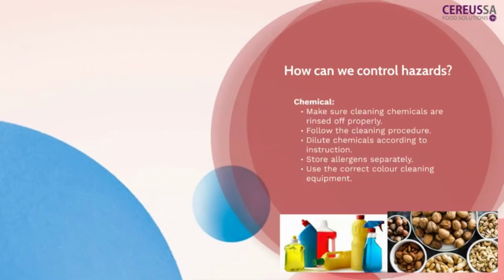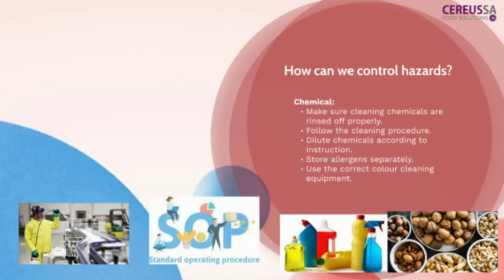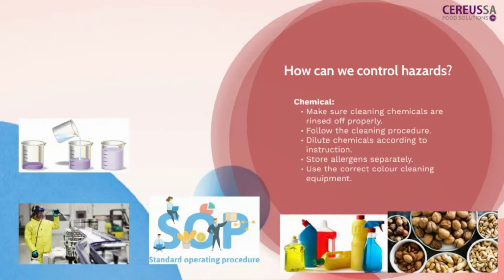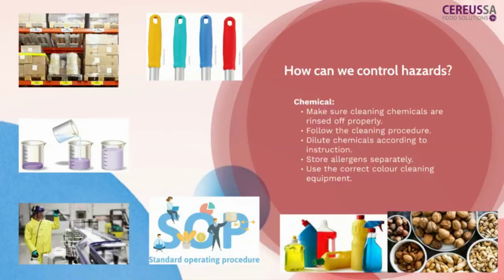How can we control chemical food safety hazards? Well, firstly, make sure cleaning chemicals are rinsed off properly after you've cleaned. Follow the correct cleaning procedure as prescribed by your company. Dilute chemicals according to the instruction. Remember, by making it stronger, it will not necessarily work more effectively. In the case of allergens, store allergens separately from your other ingredients. Use the correct color cleaning equipment when you clean your area.